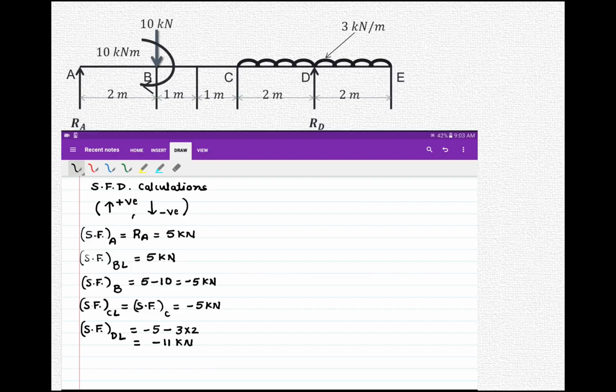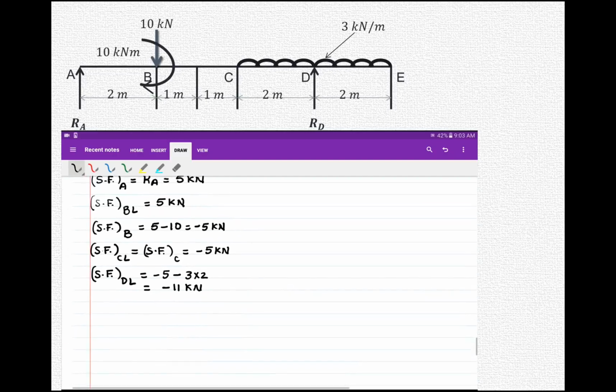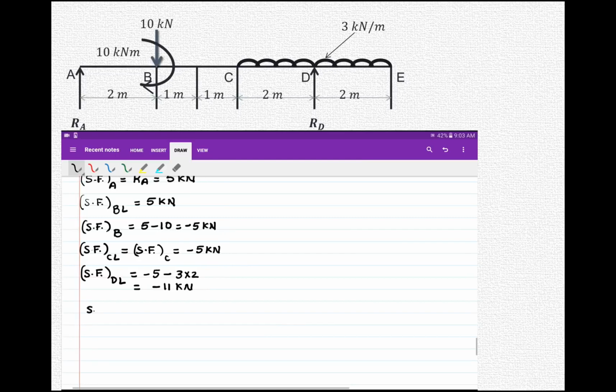Exactly at D we have to take into consideration the effect of reaction Rd, which is acting in the upward direction. So that will be equal to minus 11 plus Rd. Rd is nothing but 17. So it is 17 minus 11, that is 6 kilonewton. And finally shear force at E will be equal to this 6. We have to take into consideration the effect of the UDL of 3 into 2. So that is acting in the downward direction.